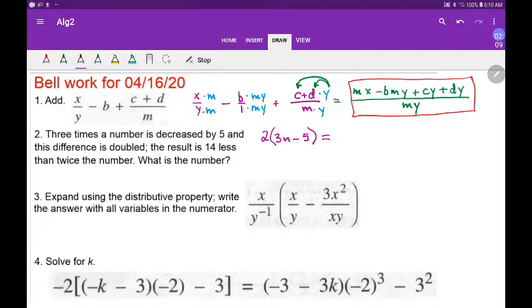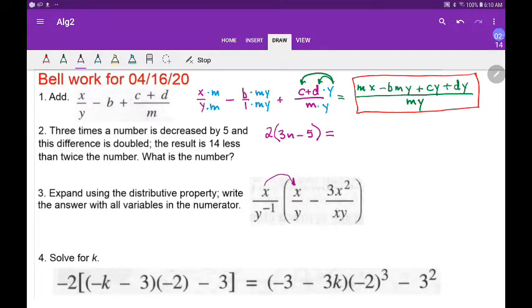So expand using the distributive property. We're going to say x times x is x squared. And y to the 1 minus 1. And y to the 1 is y to the 0, so that goes away. And minus, then you go ahead and finish.